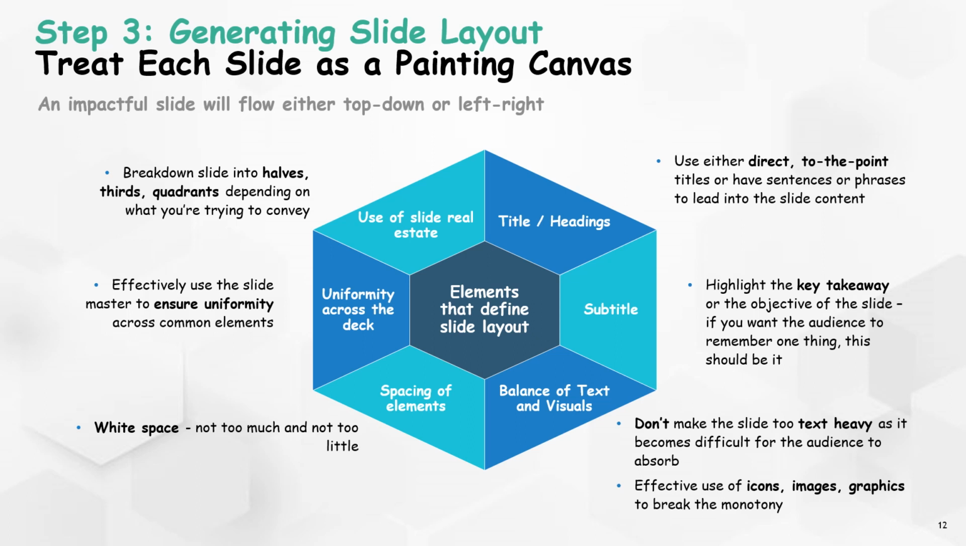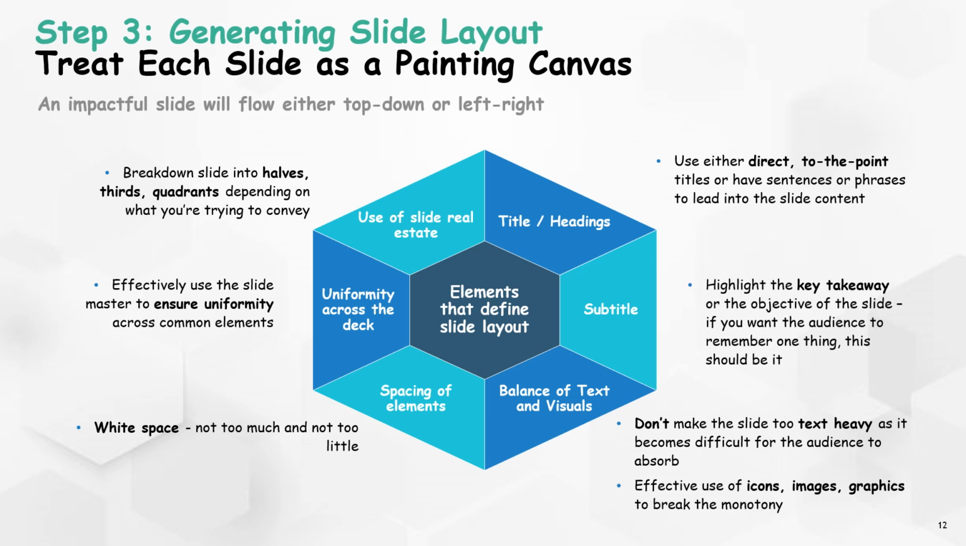So try to treat every slide like a painting canvas so that you are able to convey your message in an impactful way. It is good to have the representational flow in a particular manner, like either top down or left to right. And then you can think of these 6 elements to help guide how you will make the layout of this slide. So at the very beginning, you have to think about an impactful title or heading, which should be direct and to the point. It can be a sentence in itself as well.